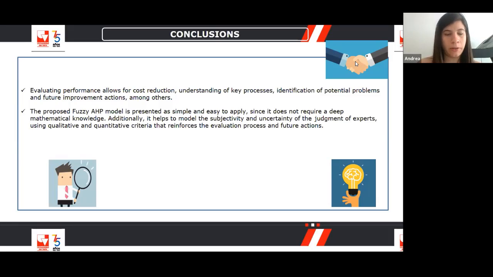Although this is not a simple job, the application of fuzzy multi-criteria decision-making techniques manages to address problems that are marked by different conflicting interests and the subjectivity of the judgments. The proposed fuzzy ISAHP model is presented as simple and easy to apply, since it does not require deep mathematical knowledge. Additionally, it helps to model the subjectivity and uncertainty of the judgment of experts, using qualitative and quantitative criteria that inform the evaluation process and future actions.